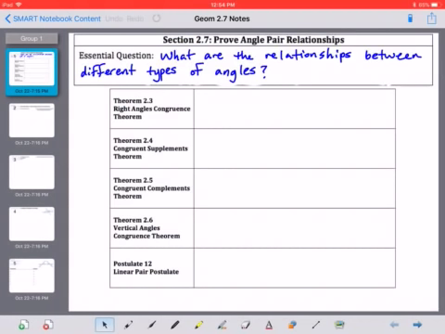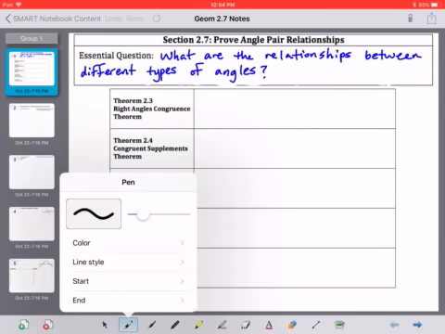By the end of the lesson, we should be able to identify and say what the relationships are between different types of angles. In order to prove things about angle pairs, we need to talk about some theorems, or in other words, rules that certain angles have. So the first step for today is we're going to fill in this table with some diagrams and statements about some theorems, or rules, for certain types of angles.